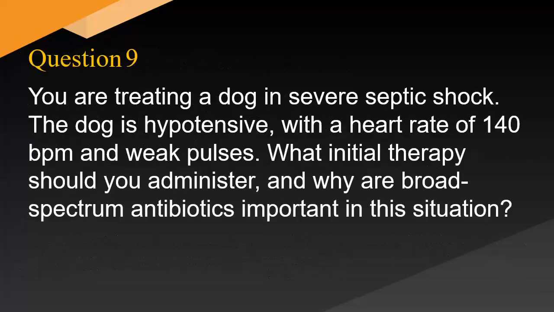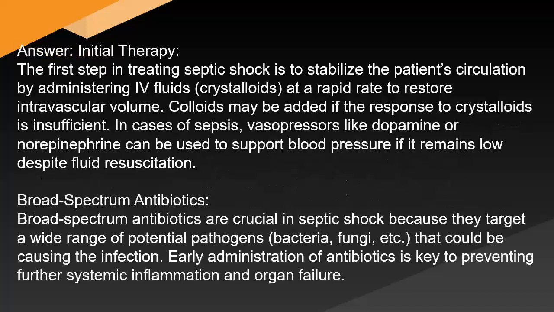You are treating a dog in severe septic shock. The dog is hypotensive, with a heart rate of 140 bpm and weak pulses. What initial therapy should you administer, and why are broad-spectrum antibiotics important in this situation? Answer: initial therapy. The first step in treating septic shock is to stabilize the patient's circulation by administering IV fluids, crystalloids at a rapid rate to restore intravascular volume.